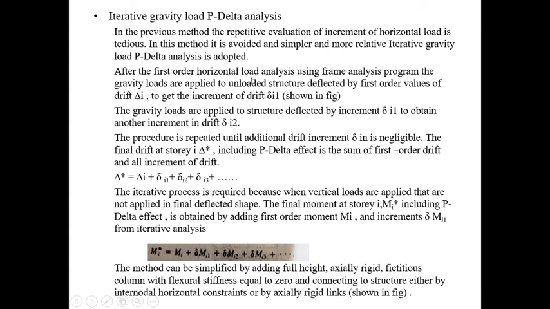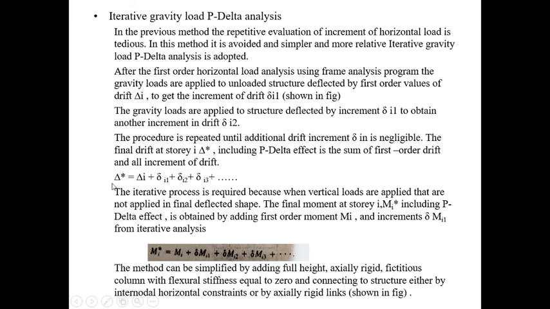First we apply horizontal load to the unloaded structure and get the first order values of delta I. Then you get the increment of drift delta I1. Then this delta I1 is again added to the gravity loaded structure, and we find out delta I2. Again this delta I2 is added, and we find out the increment delta I3. This process gets repeated till the additional drift becomes negligible. And the final drift in the story I, which includes the P delta effect, is the sum of the first order drift and all the increments.